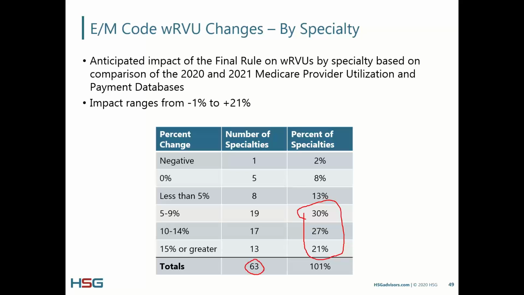And we looked at it comparing the 2020 with the 2021 Medicare provider utilization and payment databases. That's where we got this information from. And again, thanks to Eric and Neil for being able to put this together, because this isn't directly from the final rule, but it's extrapolated from the final rule based on that database. So fairly significant changes across the 63 specialties.